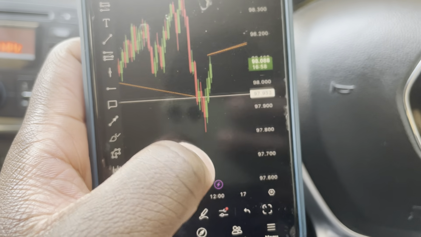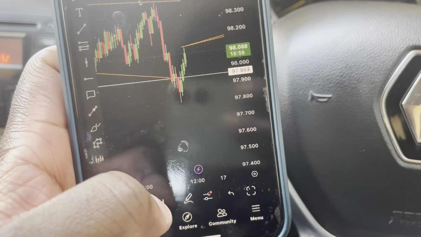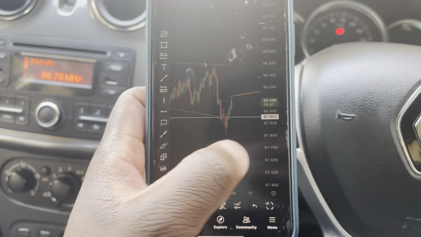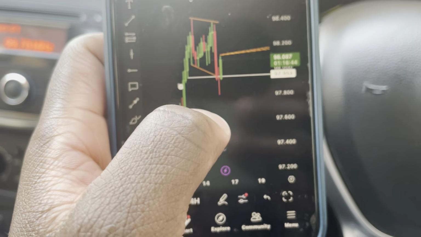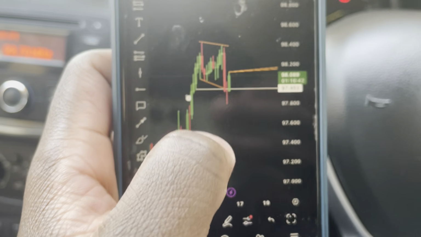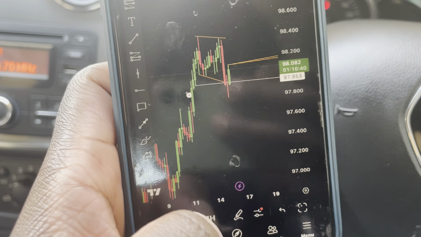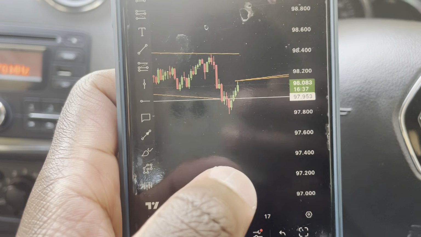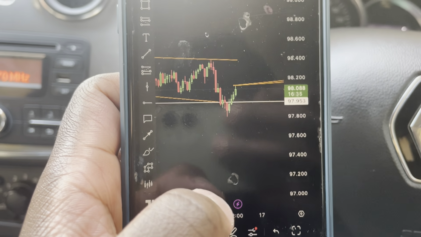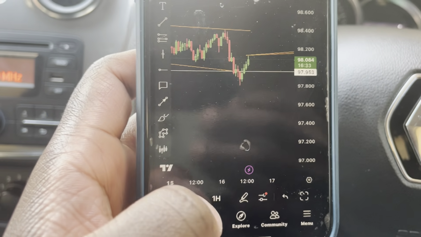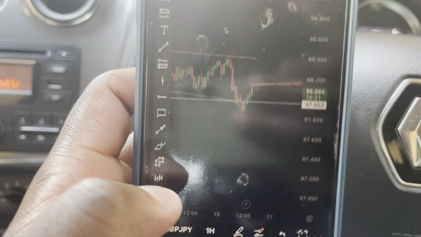Older me would have taken a long here, but I'm looking at the push down on the 4 hour. But if price closes like this on the 4 hour, I'll be looking for the insurance entry over here. And then when I get the insurance entry, I'll be entering longs, right?